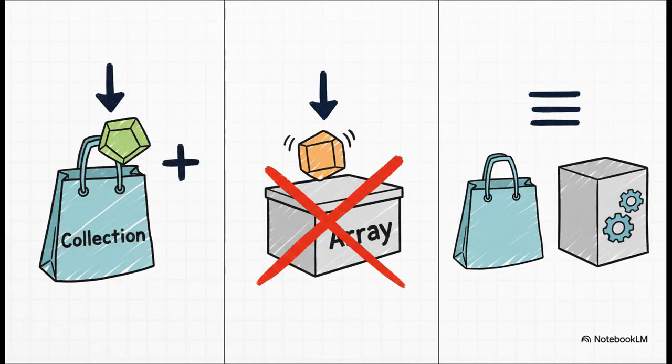So if you're going to remember one thing from this section, make it this. Java.util collection is flexible. You can add all sorts of items to it easily. An array is rigid. You can't just add new things to it whenever you want. And when it comes to sorting, they are not interchangeable. Each one needs its own specific sort command.